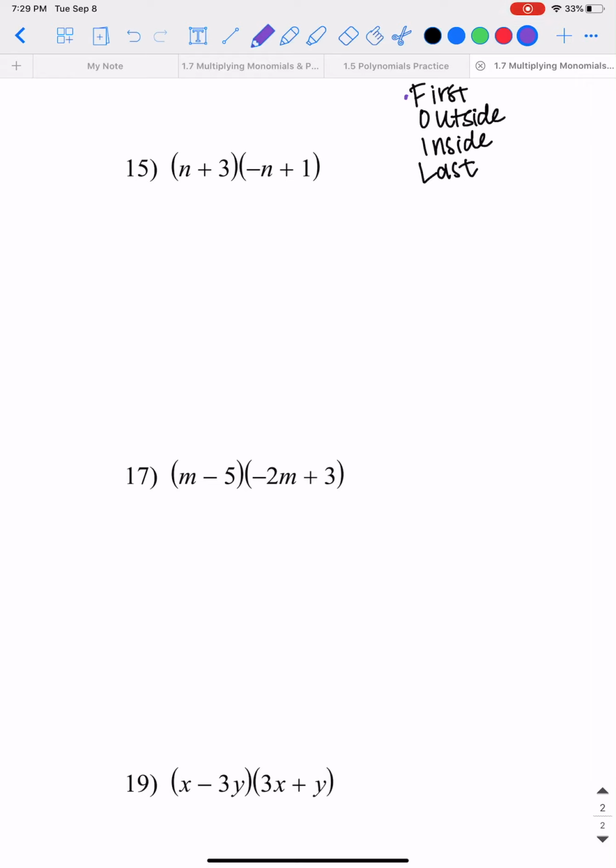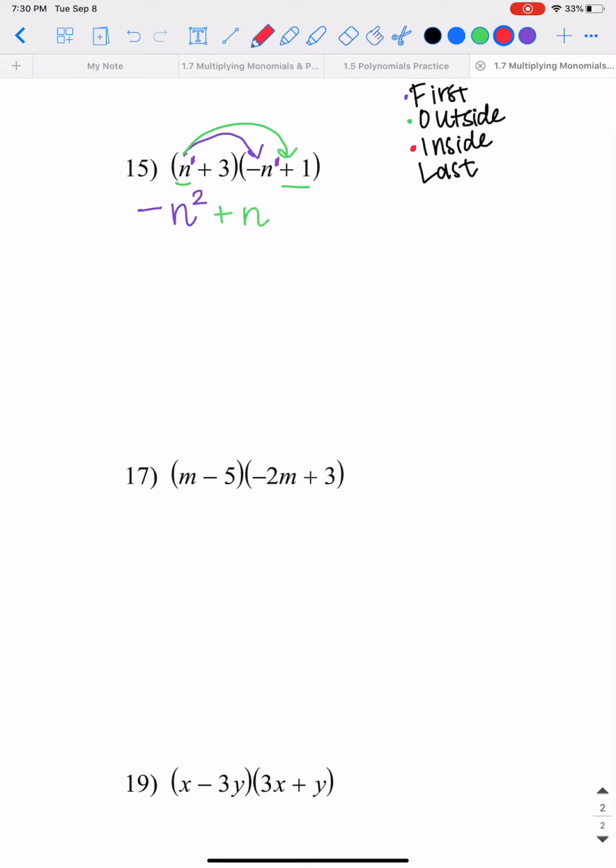So if we start with first, that just means we're going to multiply the first term in each binomial. So I have n times negative n, and that would give us negative n squared. Remember, we're adding those exponents. So 1 plus 1 would leave me with 2. Then we're going to do outside. Our outside terms are n and plus 1.